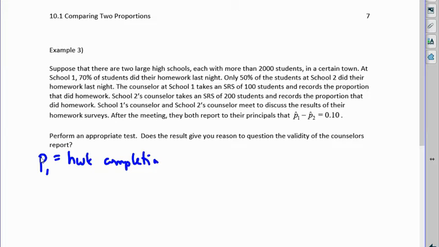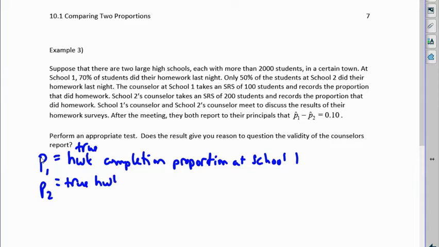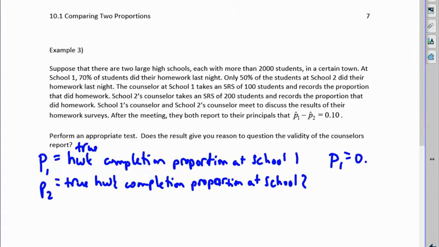P sub 1 is the true homework completion proportion at school 1, and P sub 2 is the true homework completion proportion at school 2. Okay, and then they gave us that school 1 was the true value. They believe it's 0.70, and they used a simulation in the intro for that, and there's school 2 at 0.5.